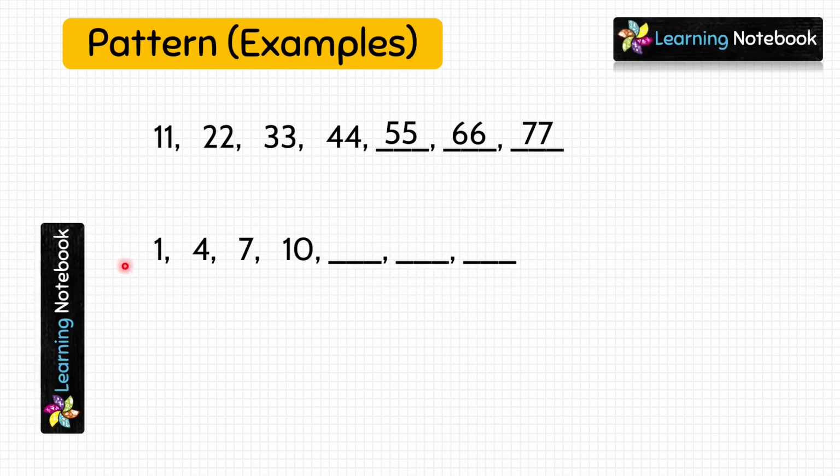Now look at the second pattern 1, 4, 7, 10. Let's first identify this pattern. So here students, if you observe carefully, you will find that we are getting the next number by adding 3 to the previous number. Like 1 plus 3 equals 4. Then 4 plus 3 equals 7. 7 plus 3 equals 10.